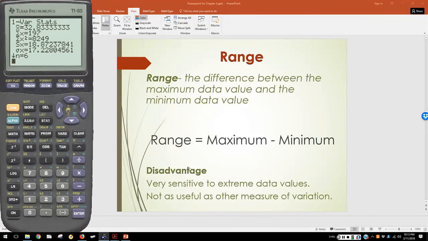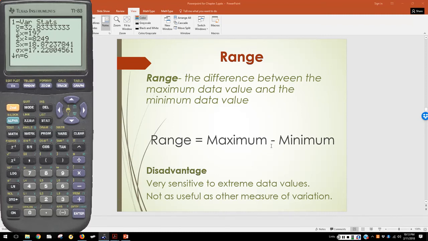Now there's another measure of variation, and that measure of variation is called the range. The range is the maximum minus the minimum. The problem is, like it is with the mid-range, it only takes into account the maximum and the minimum. It's very sensitive to extreme data values, and it's not very useful.